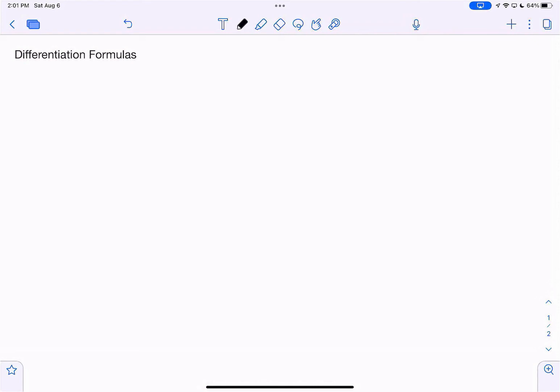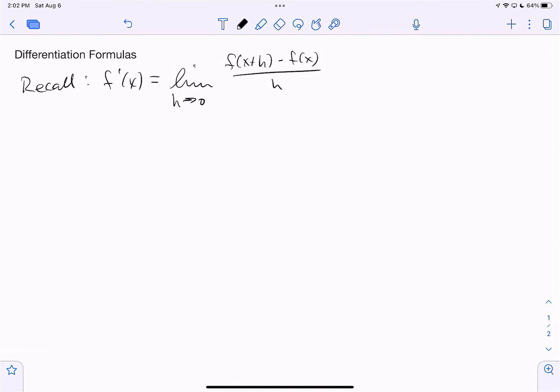We're going to use the definition of derivative to come up with formulas so that we don't have to use the definition of derivative every time we want to find the derivative of a function. Remember that the definition of derivative is f prime of x is equal to the limit as h approaches 0 of f of x plus h minus f of x all over h.